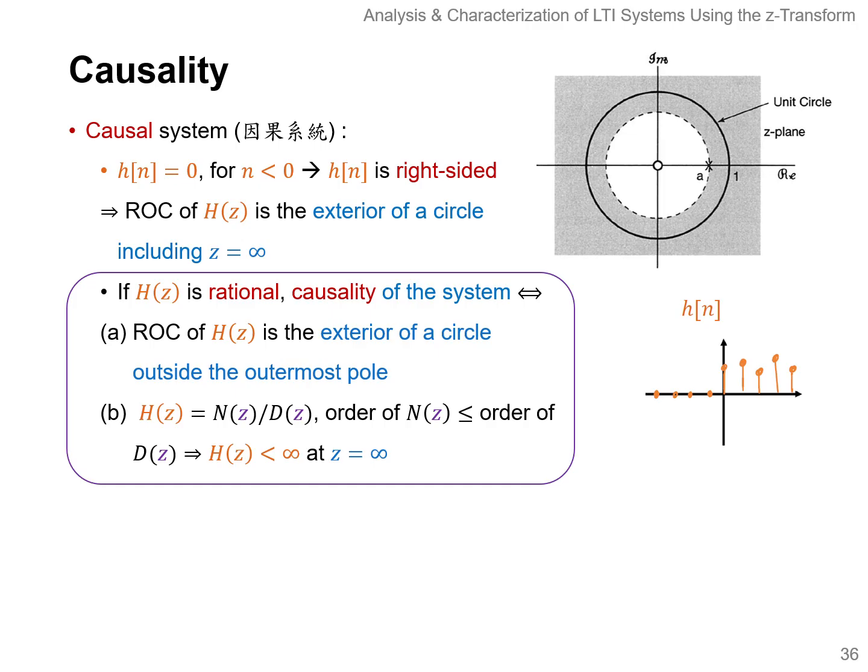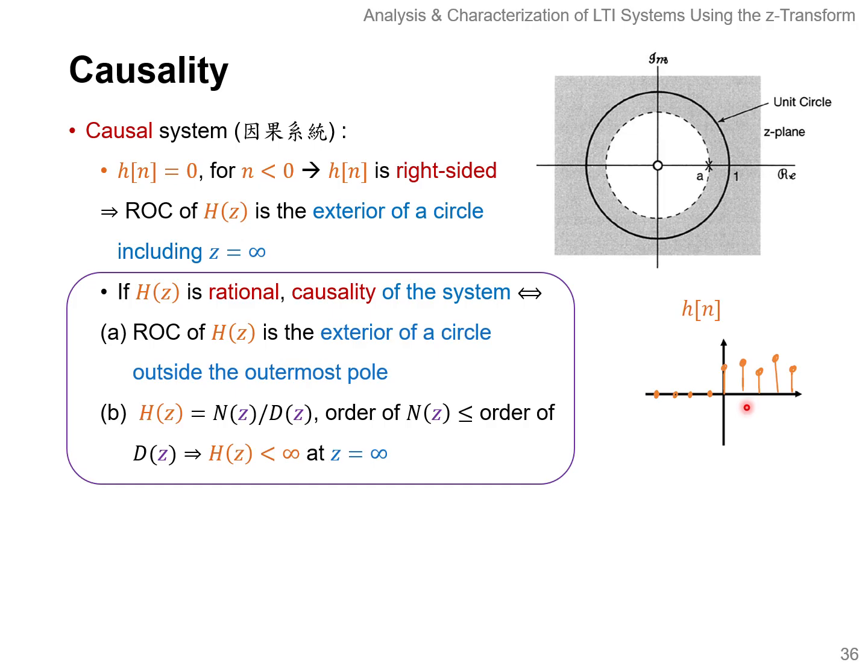In this slide, we talk about causality in the z-transform. Causality tells us whether the output depends only on the present input and past input. A discrete time system is causal if the impulse response is zero for all negative time. That means h of n equals 0 for negative n. So the impulse response is a right-sided signal. The system does not respond before the input happens.